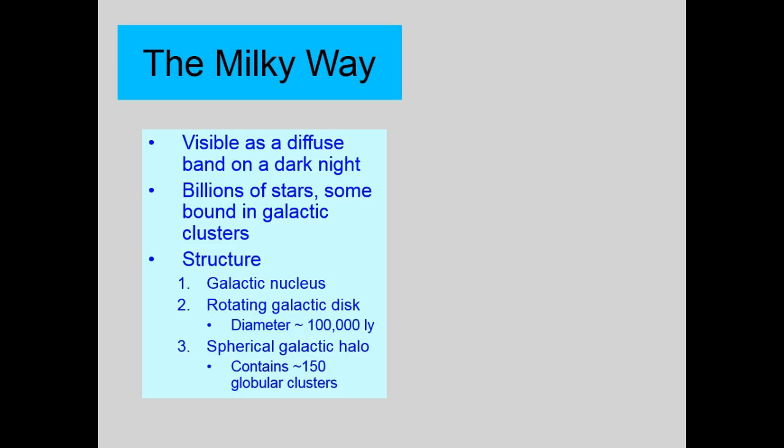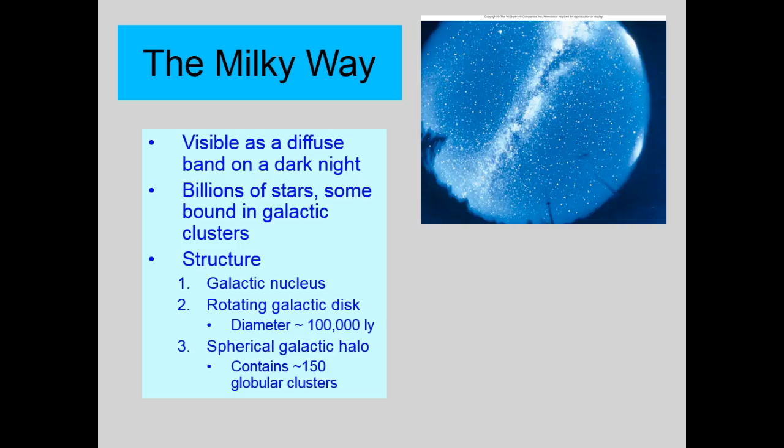Then, that rotating disk, outside of that, there's a spherical galactic halo that contains 150 or so globular clusters. Those are other clusters of stars that are not in the spiral galactic disk or in the central galactic nucleus. So here's the picture, approximately, of that. Now here's the actual night sky.